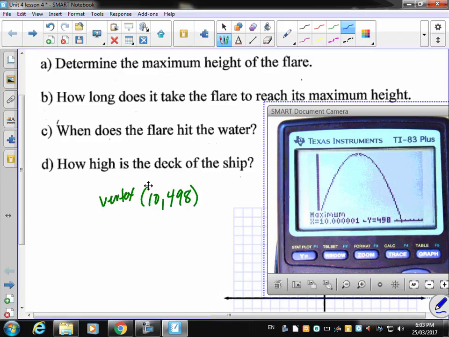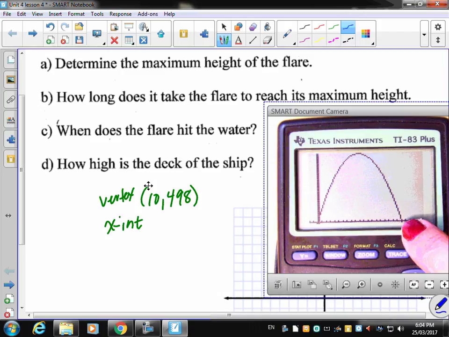Okay. The next thing it asks us is, how long does it take the flare to reach its maximum height? Well, that's also part of the vertex, apparently 10 seconds to reach its maximum height. C, when does the flare hit the water? I want to know an x-intercept for that. I don't care about the x-intercept that would be a negative one, because that wouldn't make sense in the context of the problem. I want to know the x-intercept down here.